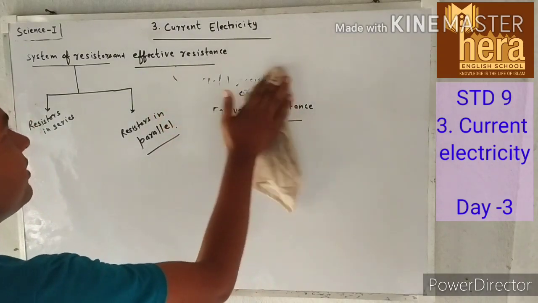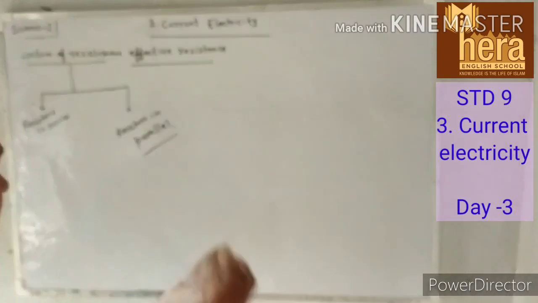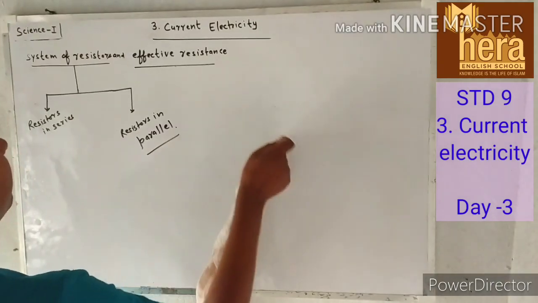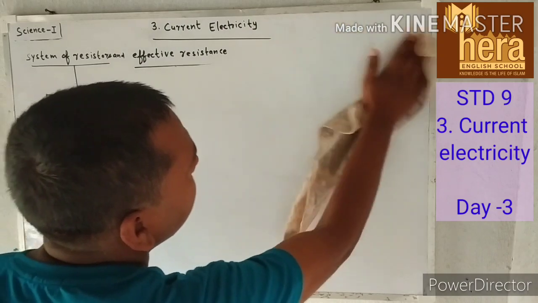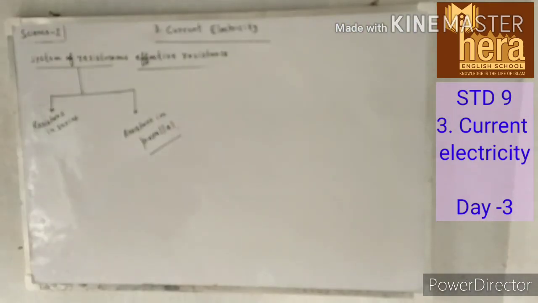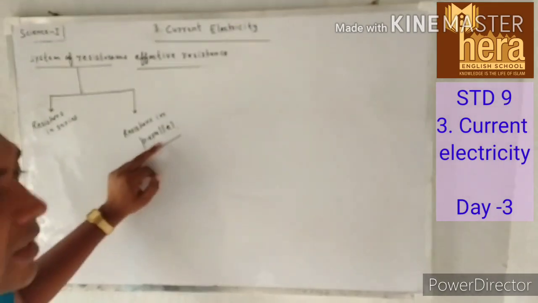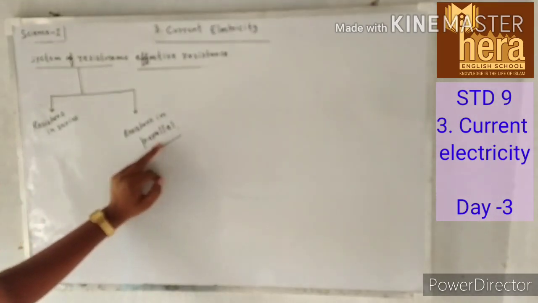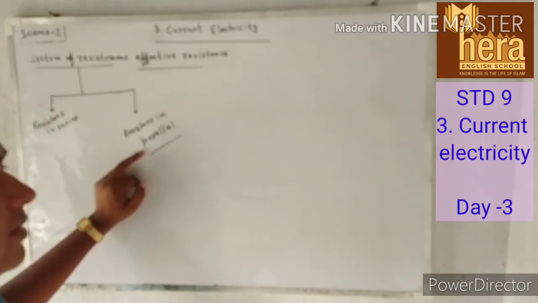So system of resistors. In case of system of resistors, there are two systems in which we connect resistors. First one is resistors in series and the second is resistors in parallel.